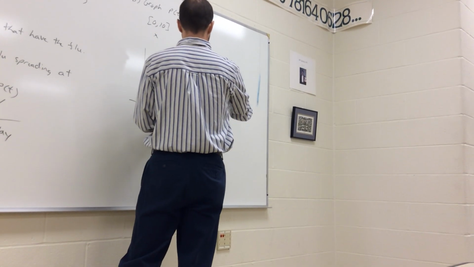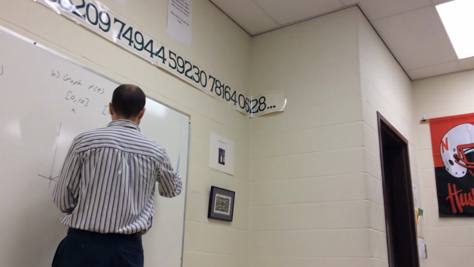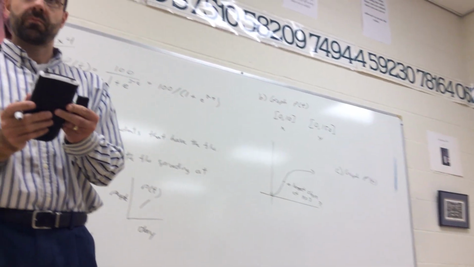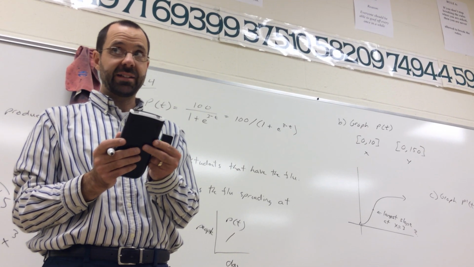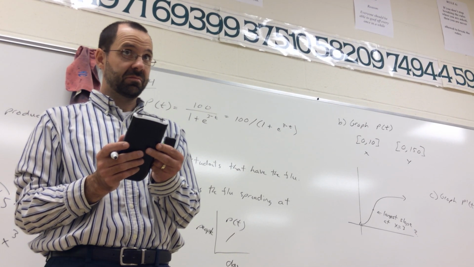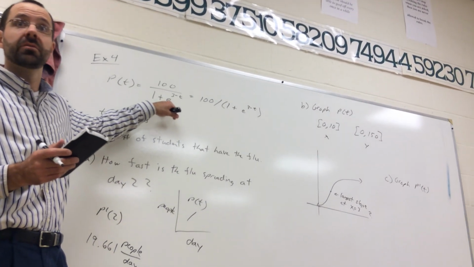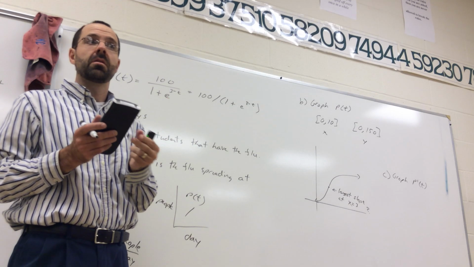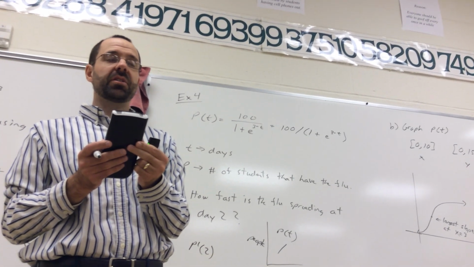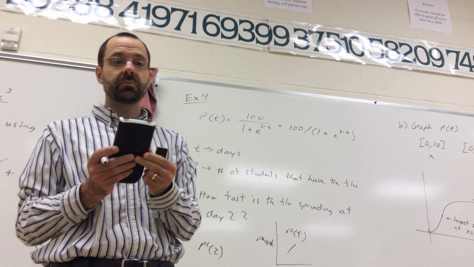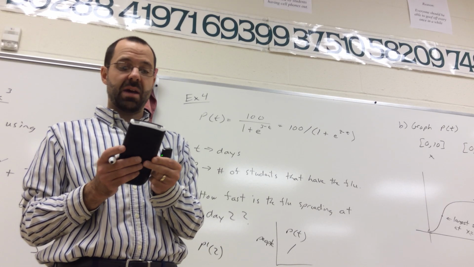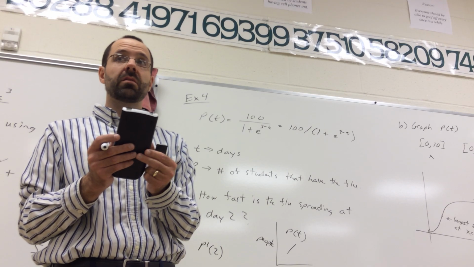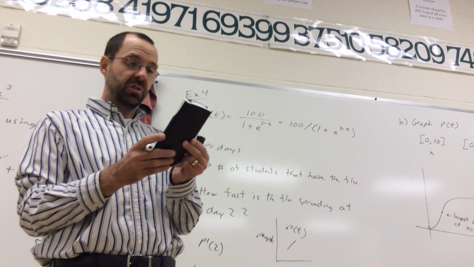Okay, now for part C, we're going to graph P prime of t. And we're going to graph it without ever finding it, because I don't want to take the derivative of this. It's a pain. And for that matter, I haven't even taught you how to do it yet. So go back to your y equals, clear out the old function, and type in math 8. Then put your x in, and put your function in, just like you've been doing.